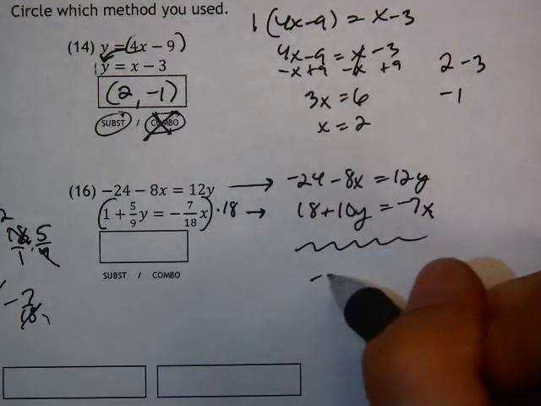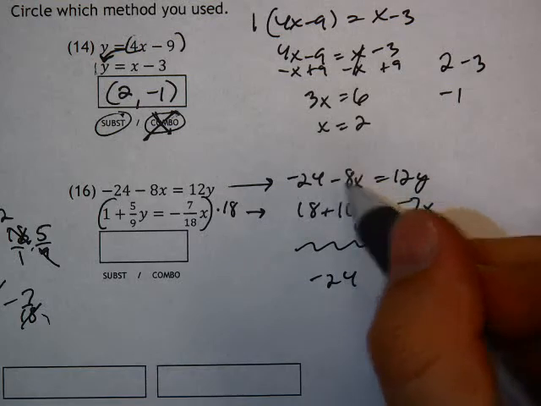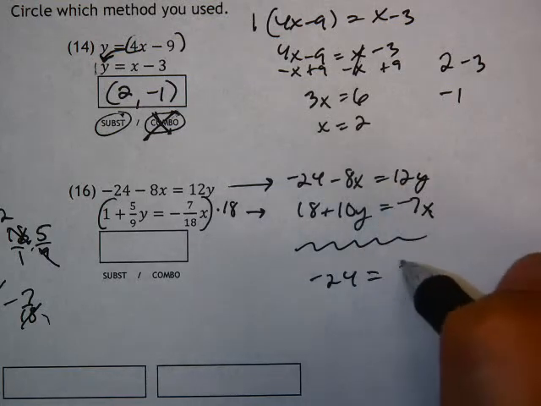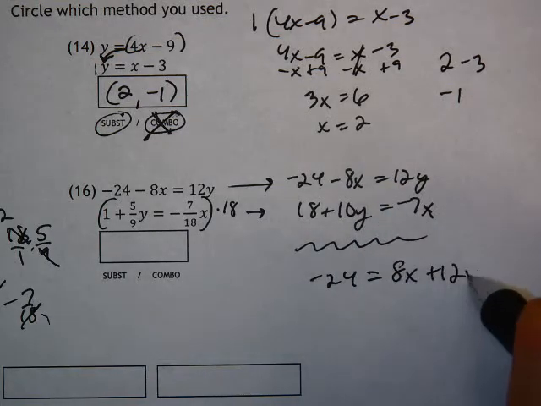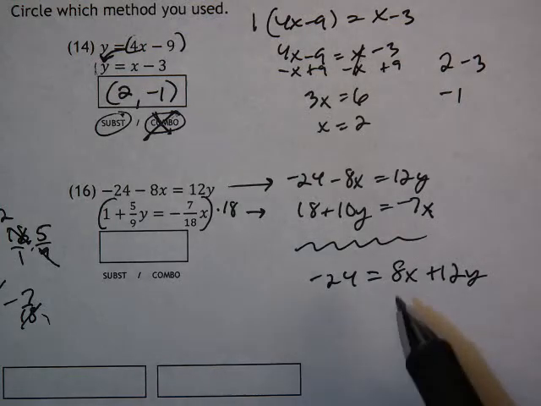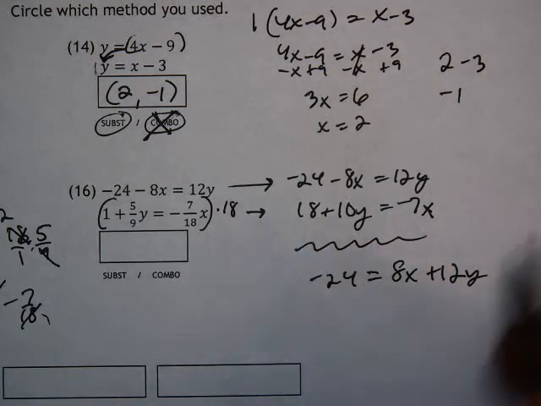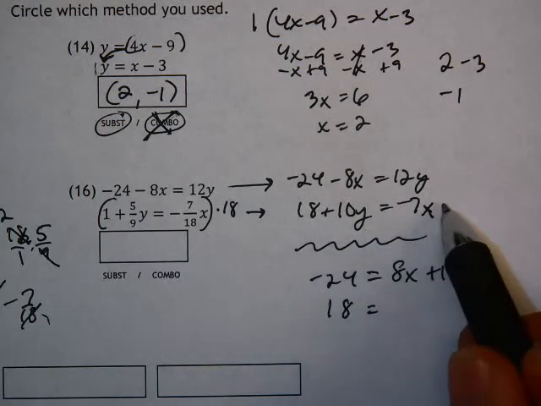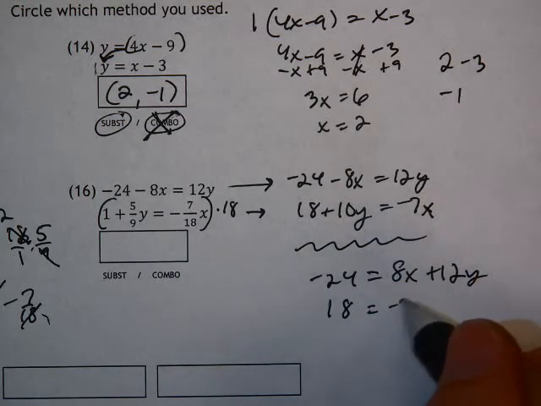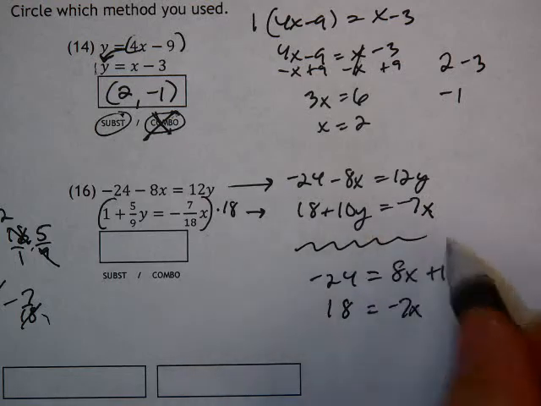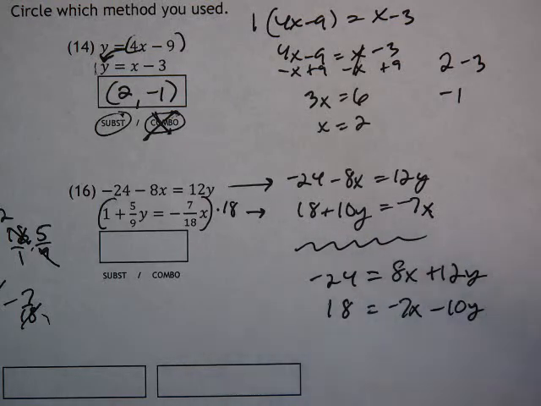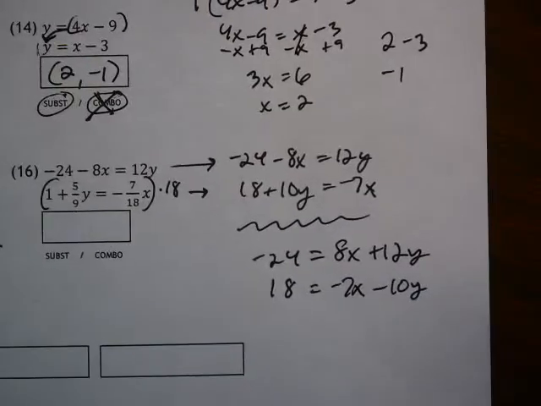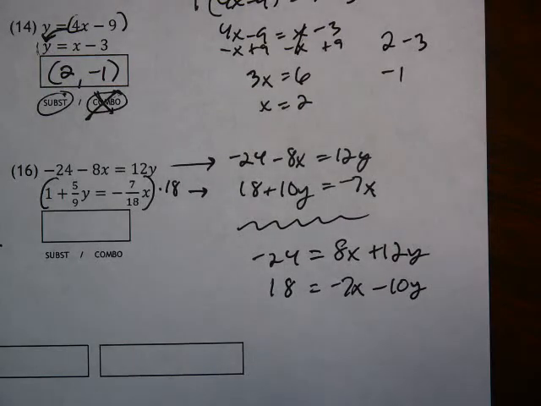So on my next line, negative 24 will stay where it is. I'm going to move this negative 8x over it, so it becomes positive 8x plus 12y. Then on the second line, this 18 will stay where it is, and I'm going to subtract this 10y over, so this negative 7x is going here, minus 10y. So it's a little bit nicer. Now I've got x's lined up and I've got my y's lined up.